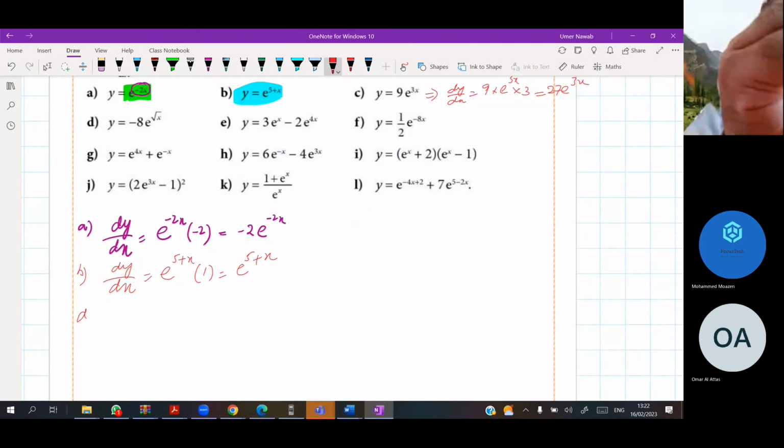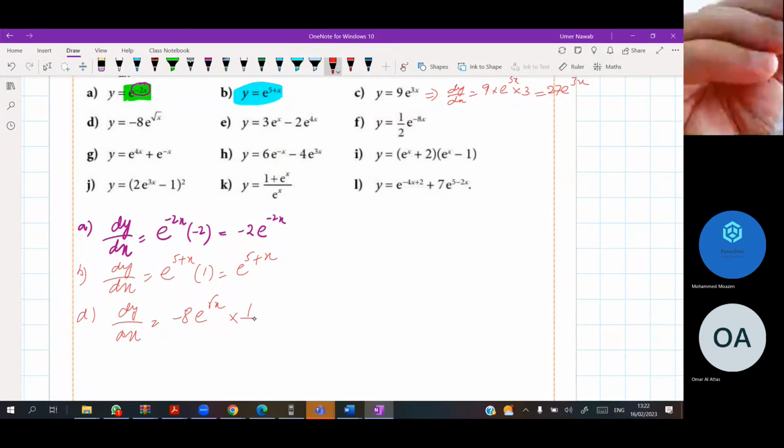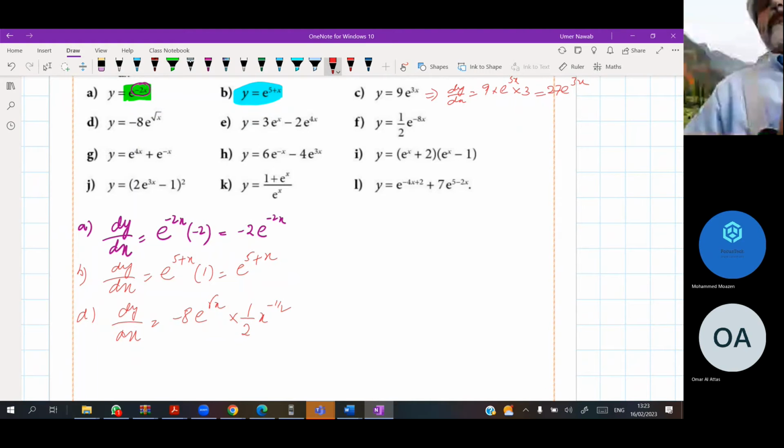In the d part, I have to apply the derivative: minus 8 as it is, e raised to square root of x as it is. But what is the derivative of square root of x? It is half, the power goes back, and then minus 1/2. That's the answer for this question.